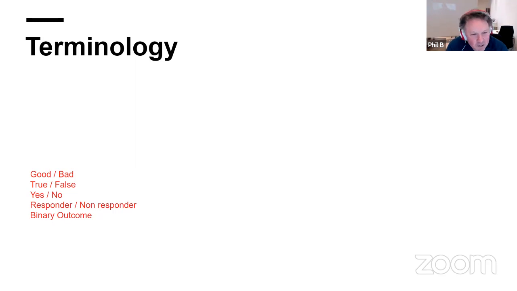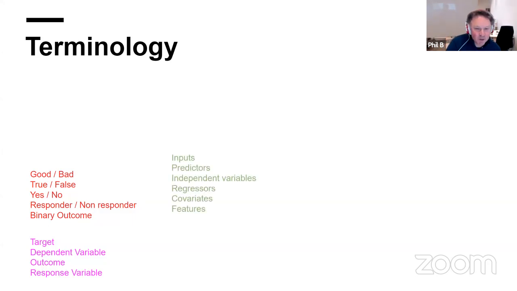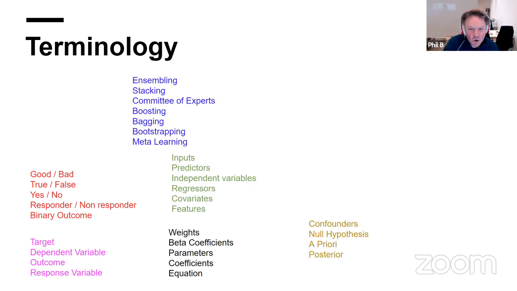Okay, so goods and bads, fair enough. In other situations, they will be trues and falses, or yeses and noes, or responder and non-responder, or some kind of binary outcome. It's the thing you're trying to predict. And there are other bits of terminology as well. The thing you're trying to predict might be a target. Someone else might call it a dependent variable, an outcome, a response variable. And there are a whole bunch of words that you will come across.